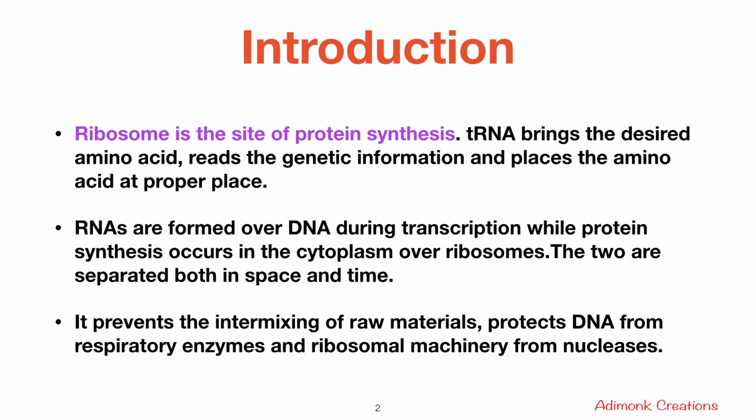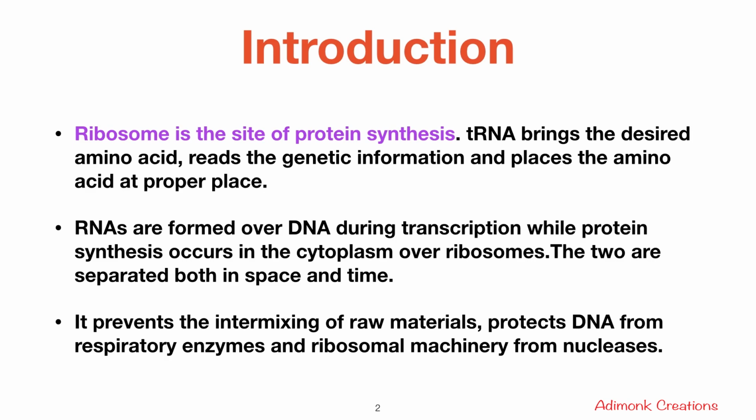So, in introduction, ribosome is the site of protein synthesis. tRNA brings the desired amino acids, reads the genetic information, and places the amino acid at the proper place. RNAs are formed from DNA during the process called transcription, while protein synthesis occurs in the cytoplasm over ribosomes. These two are separated both in space and time because transcription occurs in the nucleus and protein synthesis occurs in the cytoplasm.